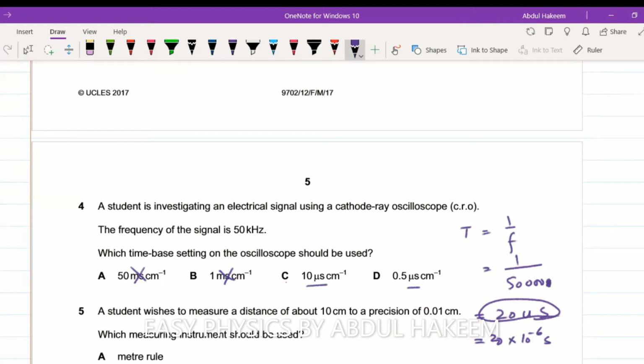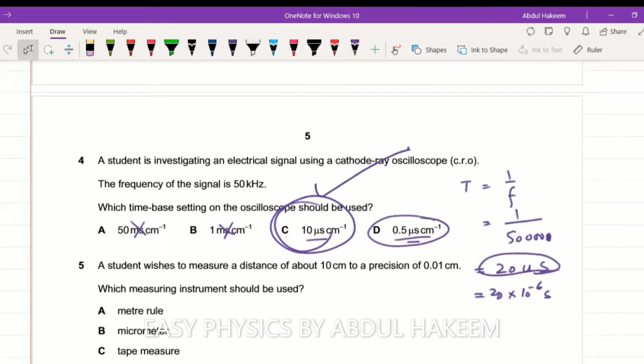So 2 boxes are sufficient for this wave. So 10 microsecond. And here, this is 0.4, so no, this is out of the range. So the best answer is C, this one, because in 2 boxes, we can draw the whole wave. So the 10 microsecond is the best choice. This is wrong, this is wrong, this is wrong.